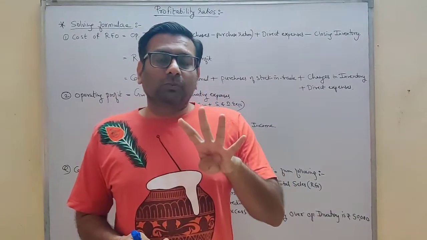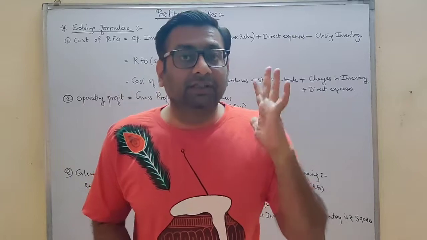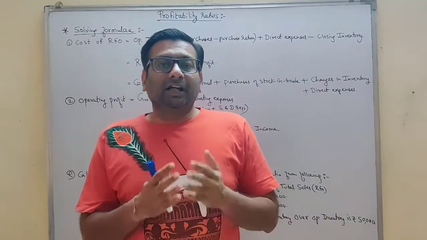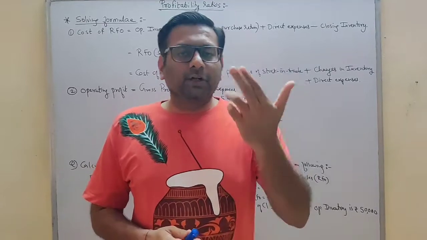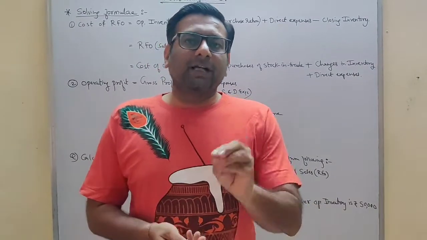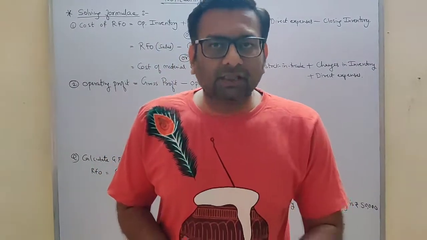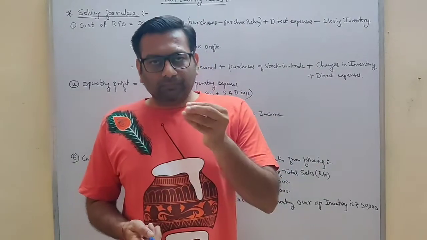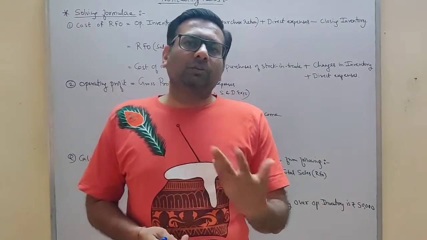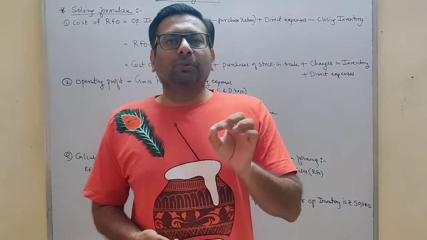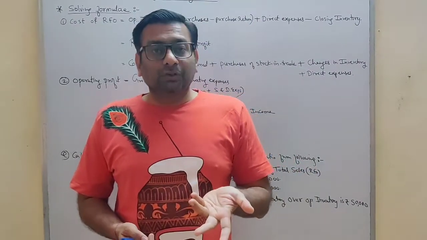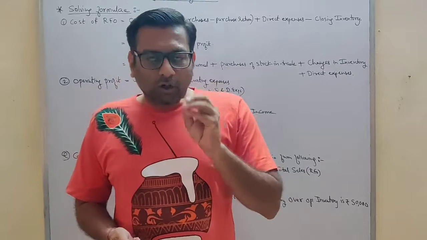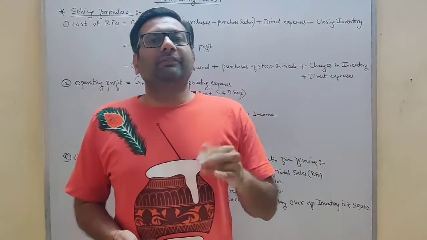So the first 4 formulas, students, you need not learn. It's very easy. For gross profit ratio, your numerator is gross profit, denominator, as I said, is the same, RFO, into 100. Am I clear? Take another formula, net profit ratio. The formula is again easy, net profit upon RFO into 100. Operating ratio, again the same thing, operating cost upon RFO into 100.